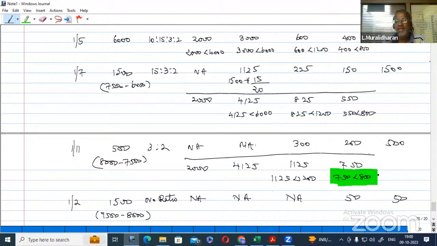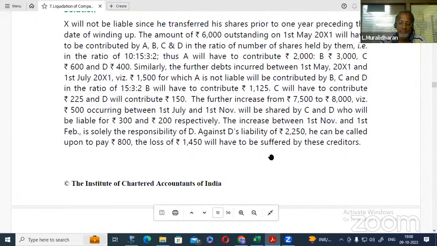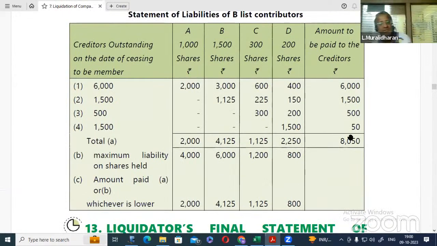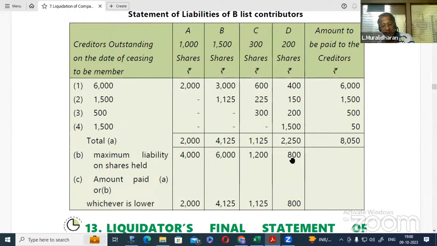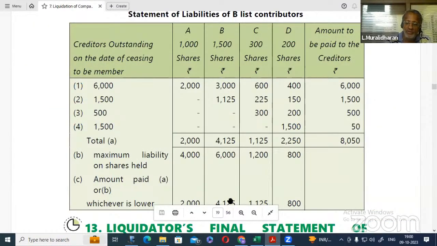So, totally how much I will be collecting? 8,050 only I will be in a position to collect against the total of 9,500. Now, you see, 8,050 only. Here they have distributed 1,500. You can't do that. So, how much is that? 2,000. Yes. You just see. 2,000, 4125, 1125, 800.